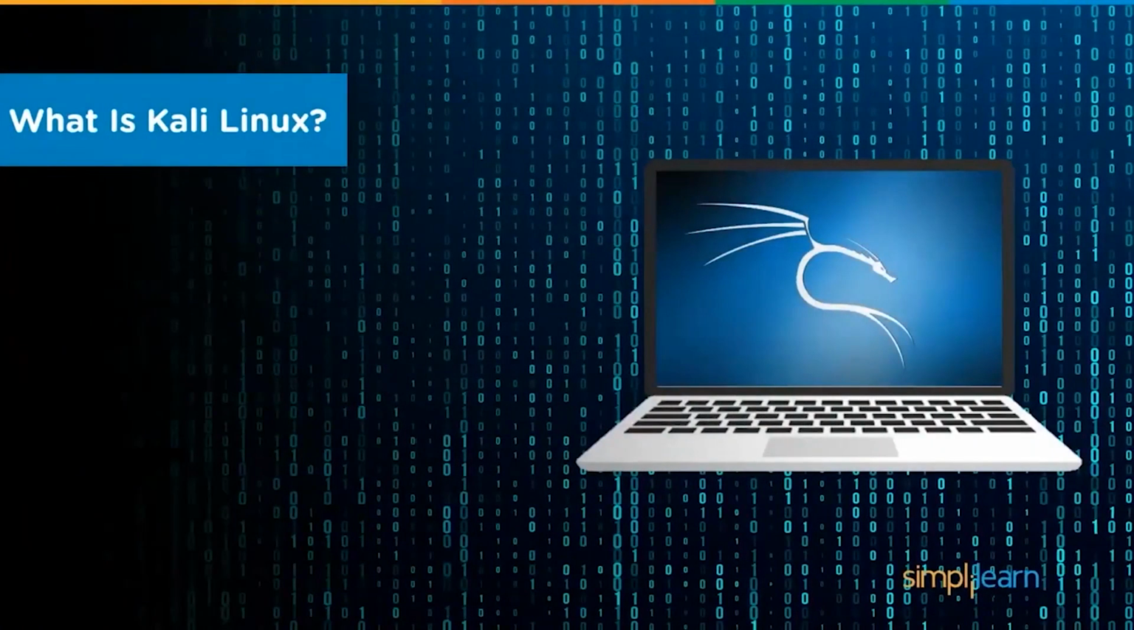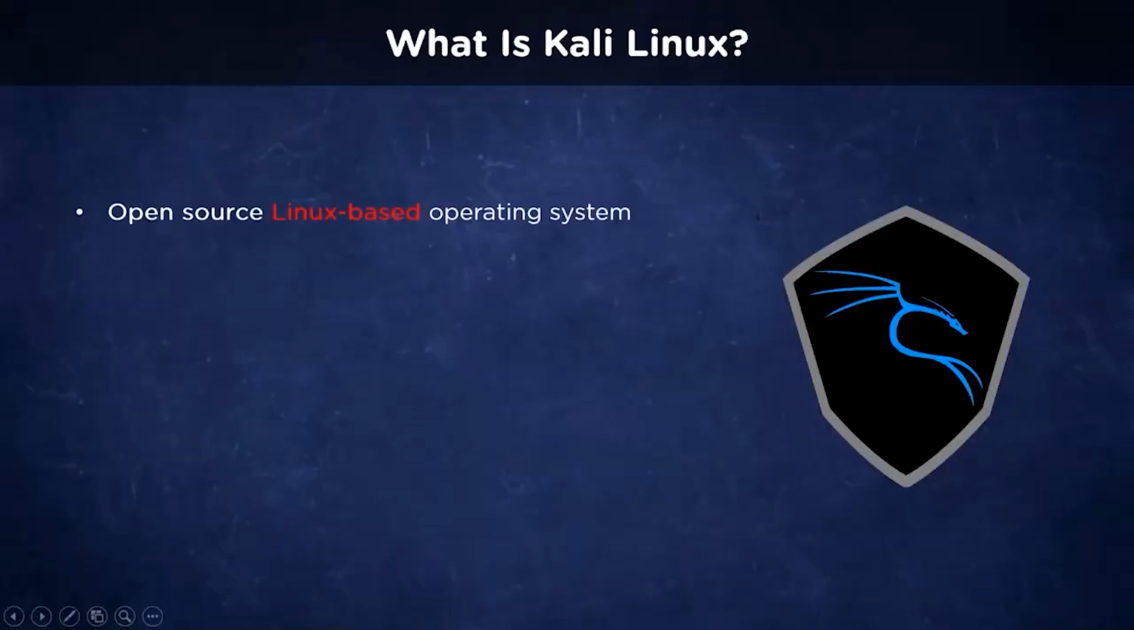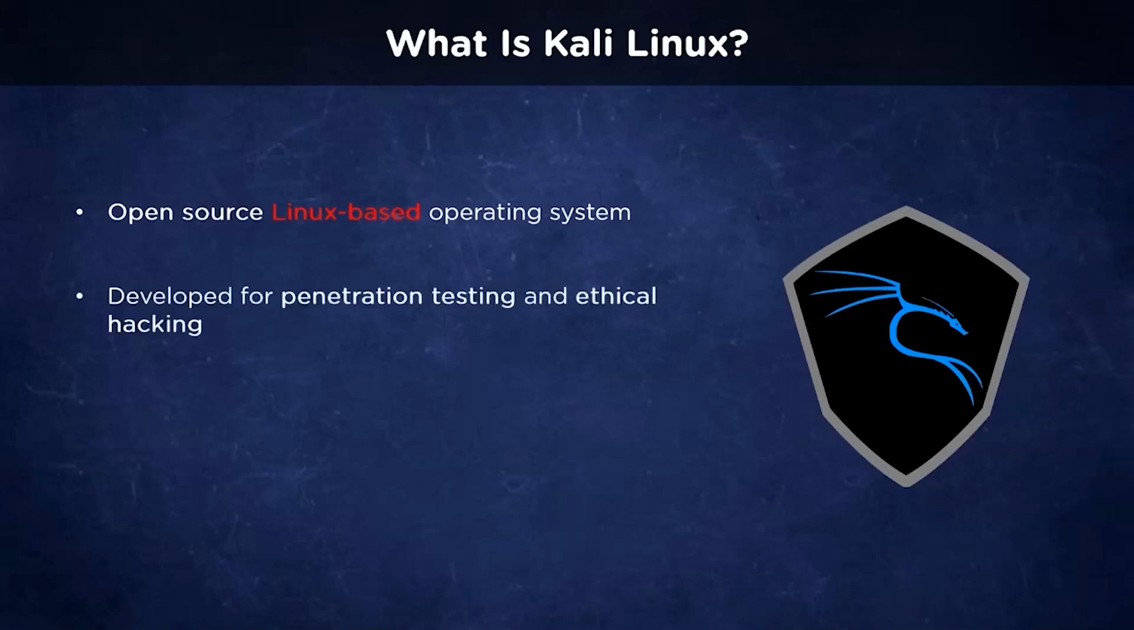Now that we understand the necessity for an operating system like Kali Linux, let us take a look at some of its core features and offerings to the ethical hacking world. Kali Linux, formerly known as Backtrack Linux, is an open source Linux distribution which is aimed at advanced penetration testing and security auditing. It contains several hundred tools targeted towards various information security tasks such as penetration testing, security research, computer forensics, and reverse engineering.